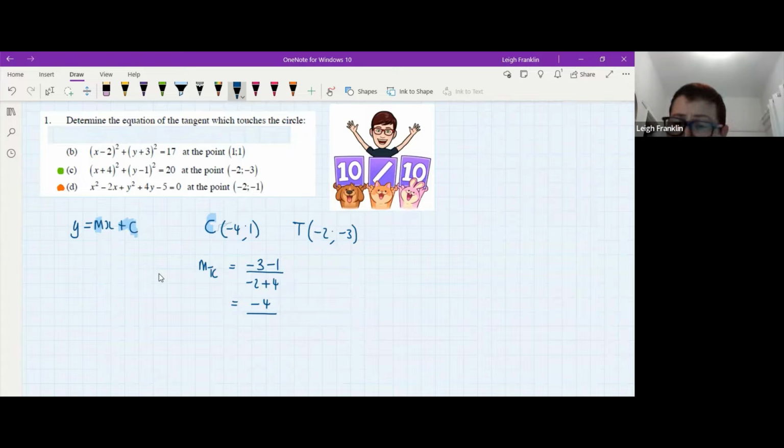I don't know if the rest of you heard what Cassandra said, but what she was telling me was 100% perfect. Because remember, the gradient of our radius TC times the gradient of our tangent is going to give us -1. That's how we're going to calculate the gradient of the tangent. So back here to TC, we've now got, and let me hope that I don't make any silly mistakes.